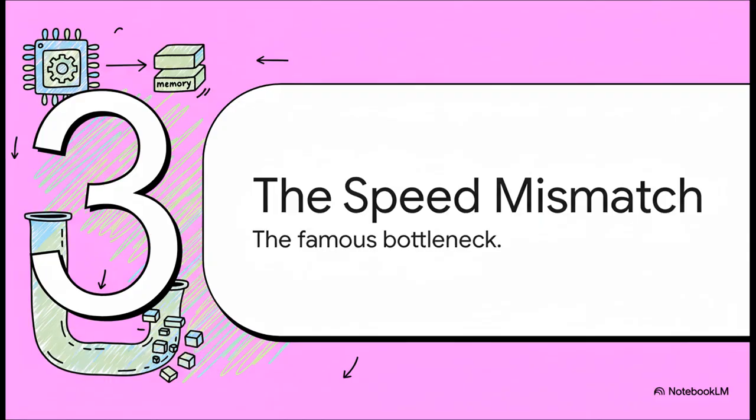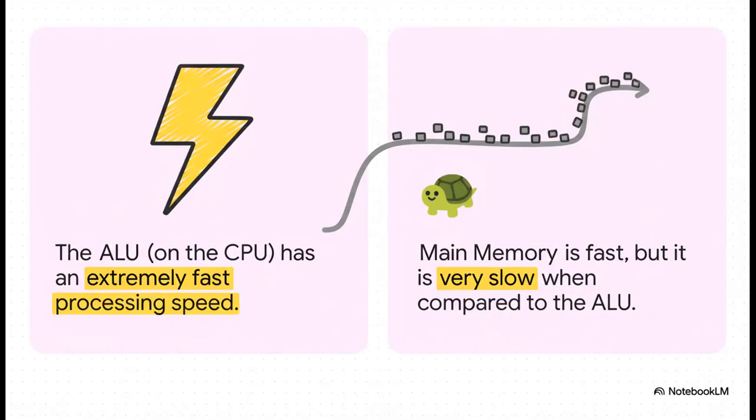There's one big built-in problem that engineers are still dealing with today. It's a famous issue, and it all boils down to a traffic jam. So here's the issue. There's a huge speed mismatch. The ALU on the CPU is blindingly fast. It can crunch numbers like nobody's business. But the main memory, it's fast, but it's way, way slower than the CPU.